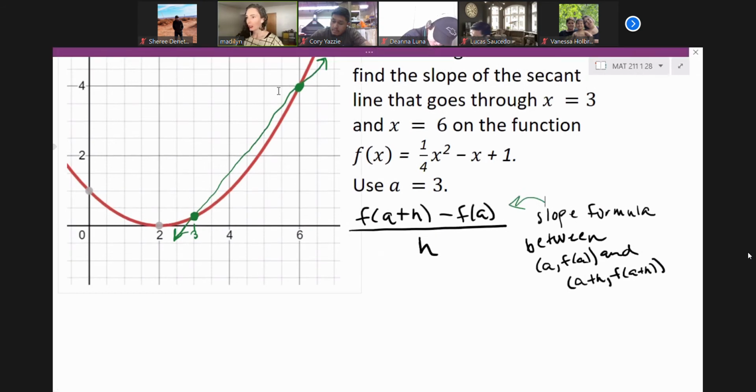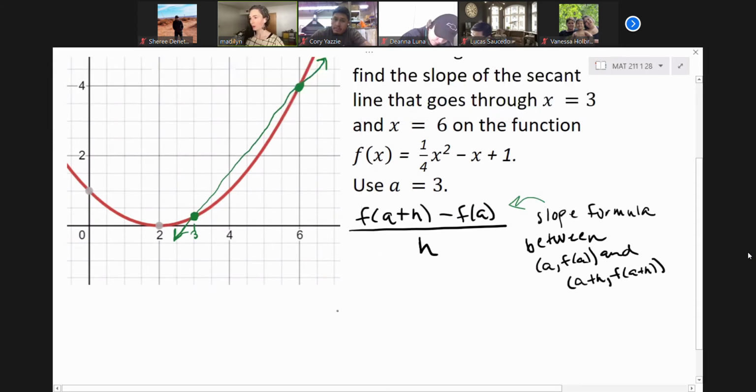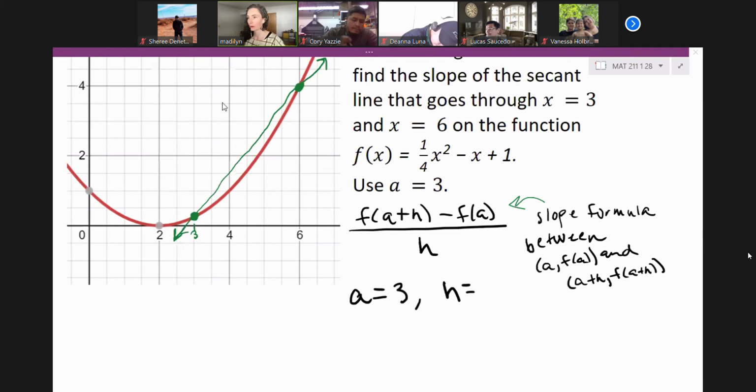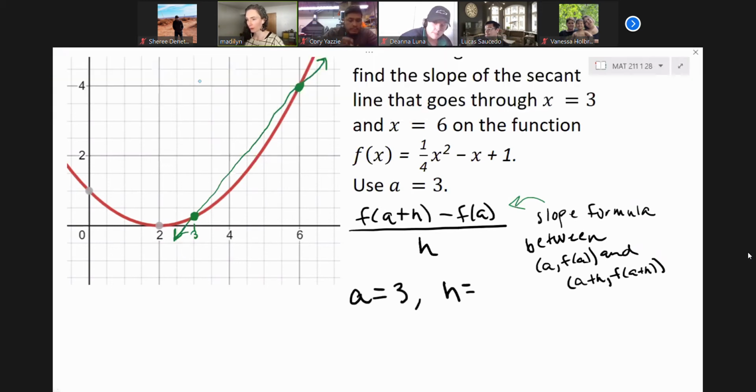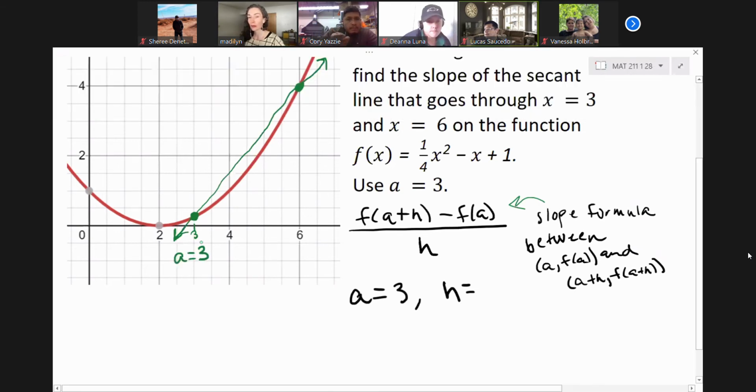So I think you're starting to work on this, but just so we're all on the same page, we are being told that A is 3 in this case. What is H? Six. Almost. So A is the x that we're starting at. H is the thing that's getting added to A to get to our other point.